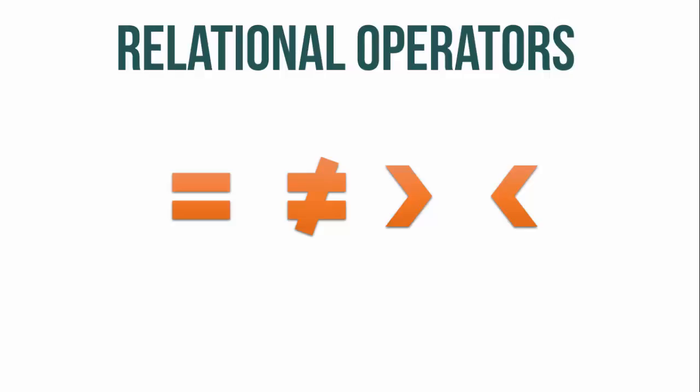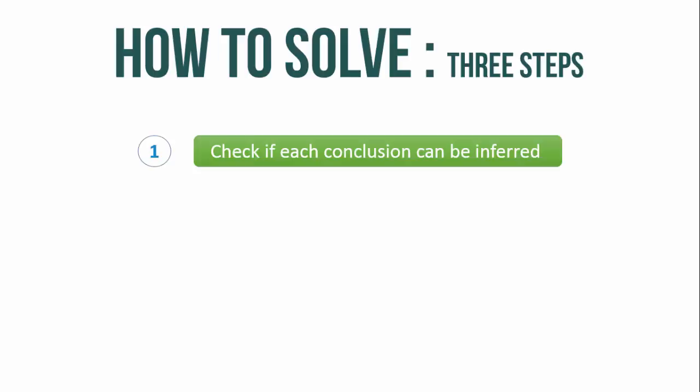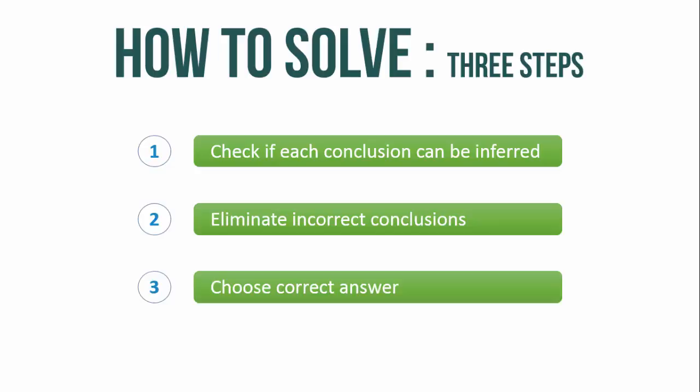So this question will have a statement involving some of these operators, and you have to solve and say whether the conclusions are correct or not. This can be done in 3 easy steps. First, once you understand the statement, check to see if each conclusion can be inferred. Whatever conclusion cannot be inferred, eliminate them, label them as incorrect. Depending on which of the conclusions are correct or incorrect, choose the correct answer.